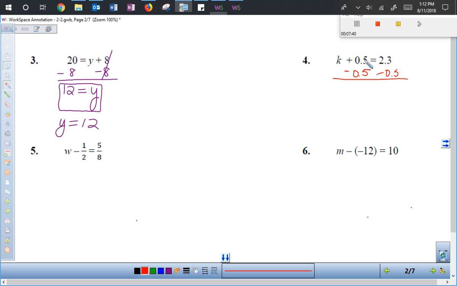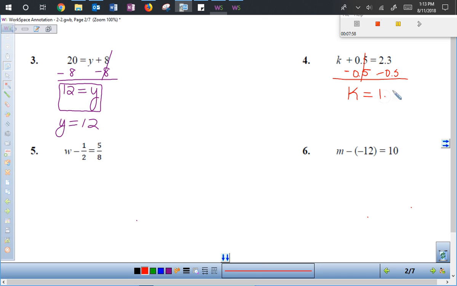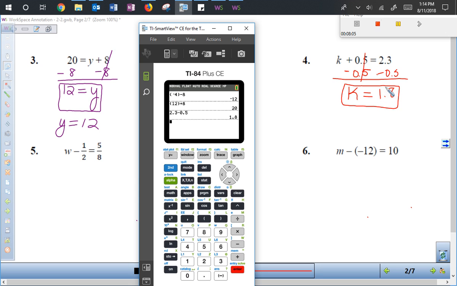On the left side, when I subtract, those 0.5s are going to cancel out and leave me with k. On the right side, I might need a calculator for this one because this is a little bit tricky to do in my head. I want to take 2.3 minus 0.5, and we're going to get 1.8. Now that I have the variable all by itself, I can box my answer, and I want to check it in my calculator. So I want to take this 1.8 and add it back to the 0.5. So 1.8 plus 0.5, I hope we get 2.3, and we do, so we definitely did it correctly.